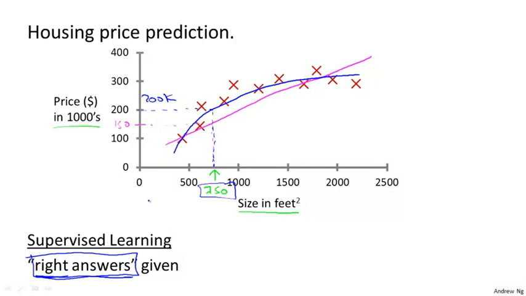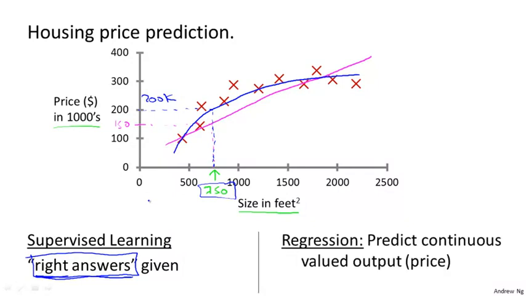To define a bit more terminology, this is also called a regression problem. By regression problem, I mean we're trying to predict a continuous valued output, namely the price. Technically, prices can be rounded off to the nearest cent, so maybe prices are actually discrete values, but usually we think of the price of a house as a real number, a scalar value, a continuous value number.